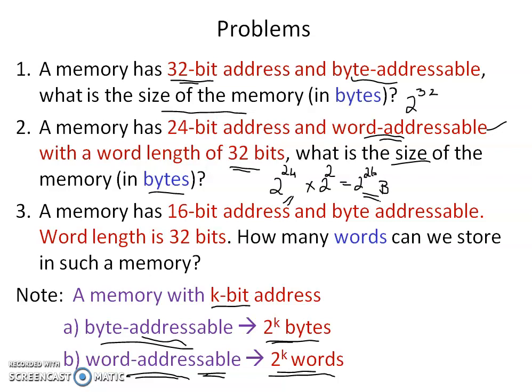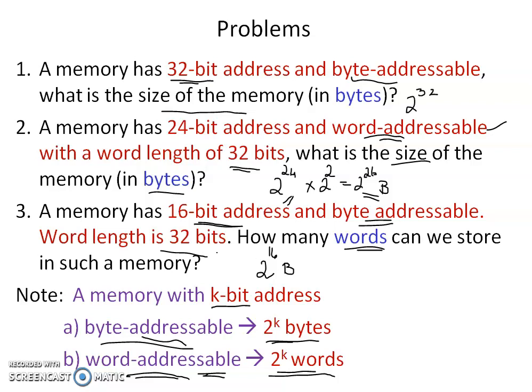Then the third one: a memory has a 16-bit address and is byte addressable, and the word length is given as 32 bits. How many words can we store in such a memory? Here we need to find the number of words. With a 16-bit address that is byte addressable, you will have 2 raised to 16 bytes.